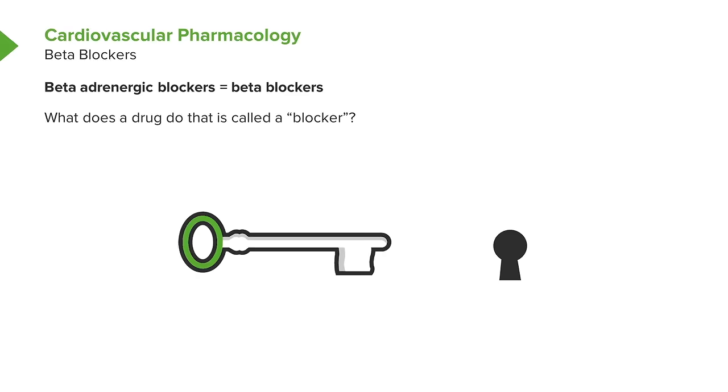So let's start talking then about the drugs. The first class of drugs that I'm going to talk about are so-called beta blockers. What do I mean by a blocker?